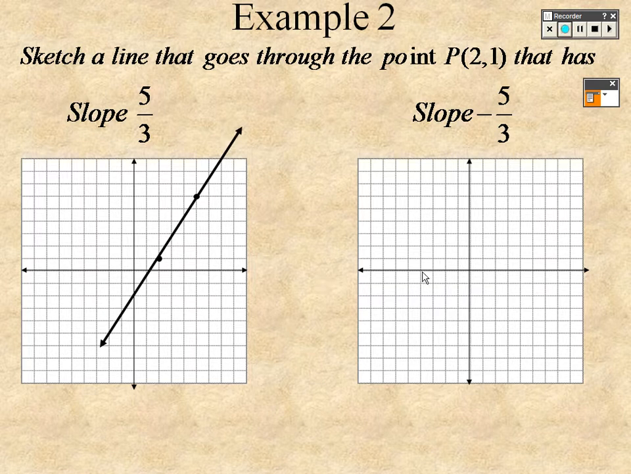And there's that line. Here's 2, 1. This is down 1, 2, 3, 4, 5, and 1, 2, 3 right there. And you can sketch the line right there.